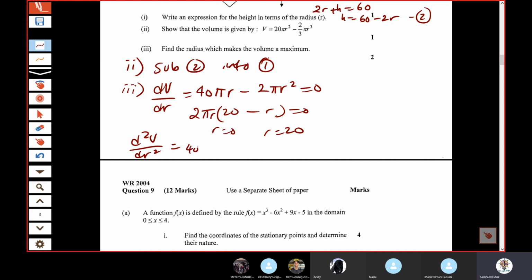Nature is 40 pi, take away 4 pi r, and then of course that gives you like negative 40 pi or something, which is less than 0, therefore it's a max. I'm done. Find the radius which makes the volume maximum. Finish. I found the radius, and I showed it's a max.